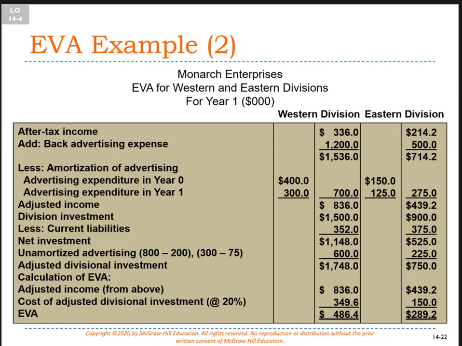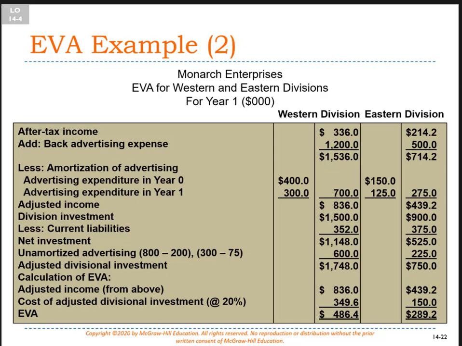Now, on the asset side of things, if we're counting advertising as an asset, then it's got to be included in our assets and our investment. So that, as we remember, in our formula, affects the whole calculation, right? Because we're trying to look at the amount of economic value we added in addition to what the cost of our assets were. Well, the more assets you have, the higher the cost of those assets. So for our division investment, we take out current liabilities often because they do not cost in terms of investment. They don't cost interest. So usually the term is non-interest bearing liabilities are not included in our divisional investment because we didn't have to pay for those.